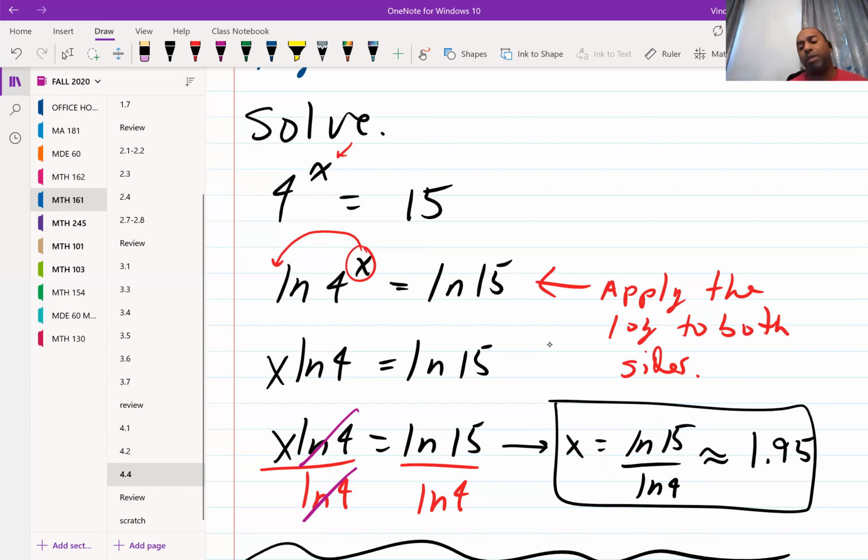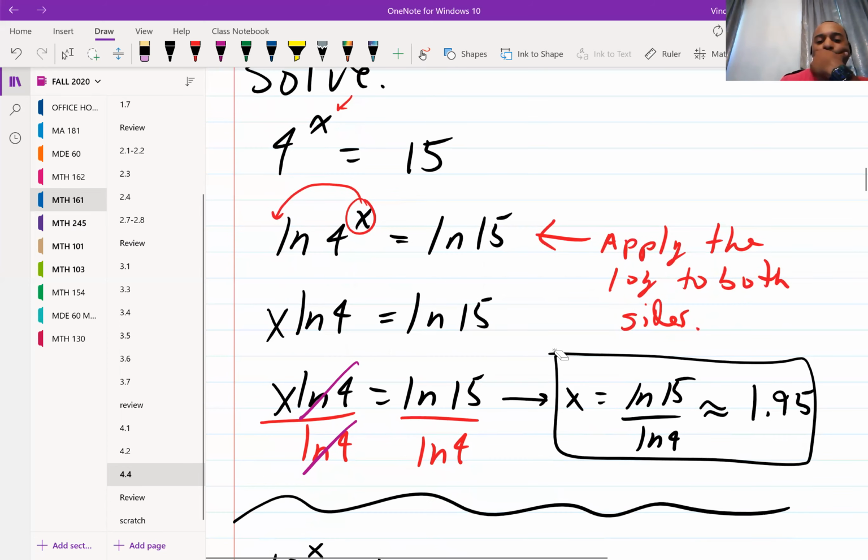And always make sure if they want an approximation that you pay attention to directions. If they want two decimal places, 3 decimal places, or so on, make sure you pay attention to that. Because if they want 3 decimal places and you put in 1.95, pretty sure MyMathLab will mark it wrong. So make sure you pay attention to that. All right. Questions on that?